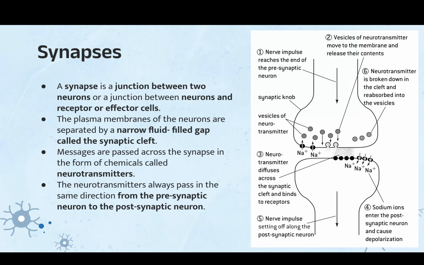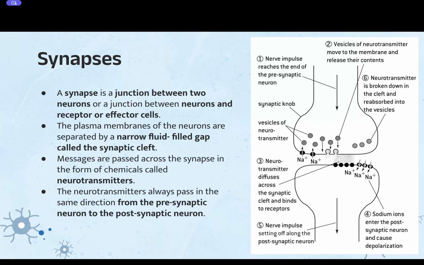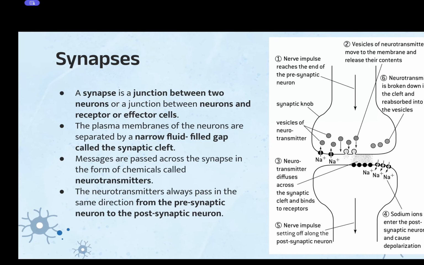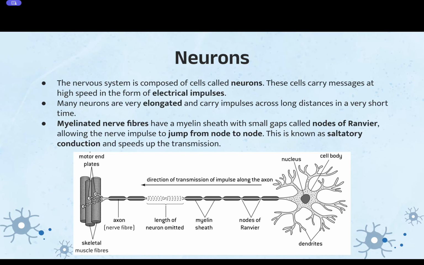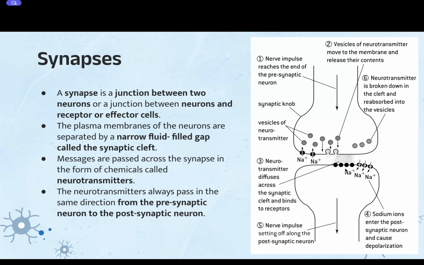Okay. The next is synapses. So a synapse is the junction between either two neurons or between a neuron and a receptor or effector cell. So if you look back here, according to this diagram, where the motor end plates or the axon terminals are, between that and either another neuron or the actual muscle fibers, that's where synapses are. So they don't actually physically connect. There's a gap. That's where the junction exists.